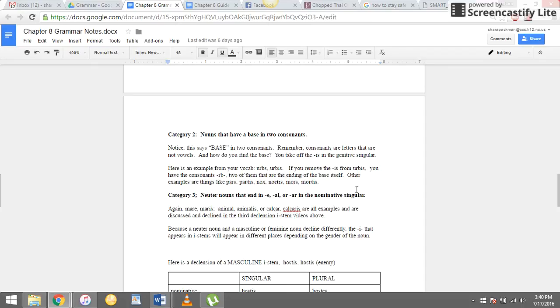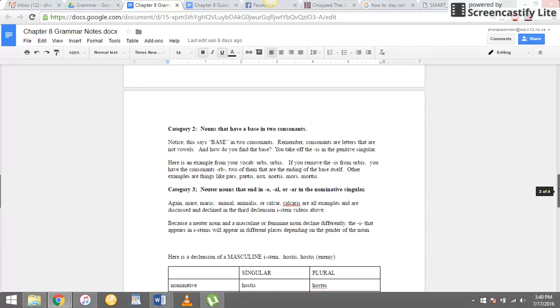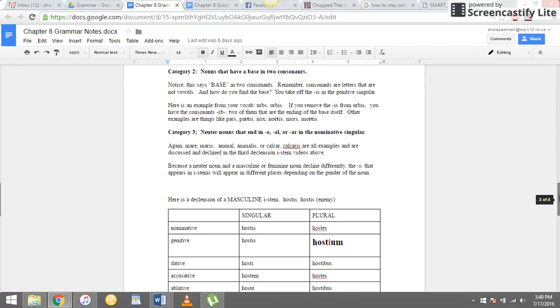You have other examples like mors mortis. You've seen that word before. Nox noctis, pars partis. I've bold-faced the consonants on the base there. When you remove the IS, you have 2 consonants right there. And then finally, and this is why I put them in this chapter, neuter nouns that end in E, AL, or AR. Mare maris is the most common one. Animal, animalis. Calcar, calcaris, which actually means spur, are all examples. And they're in the videos above.